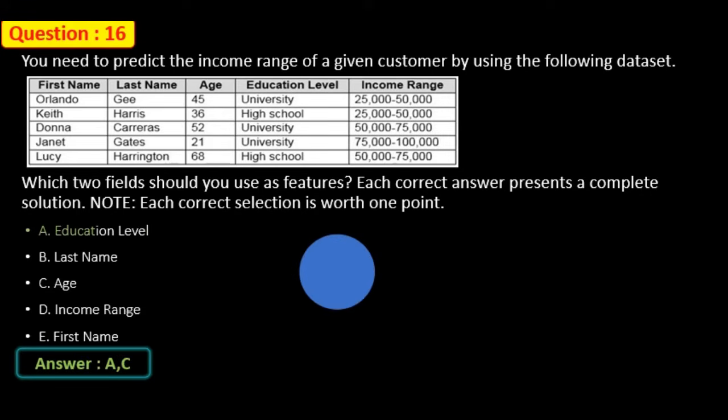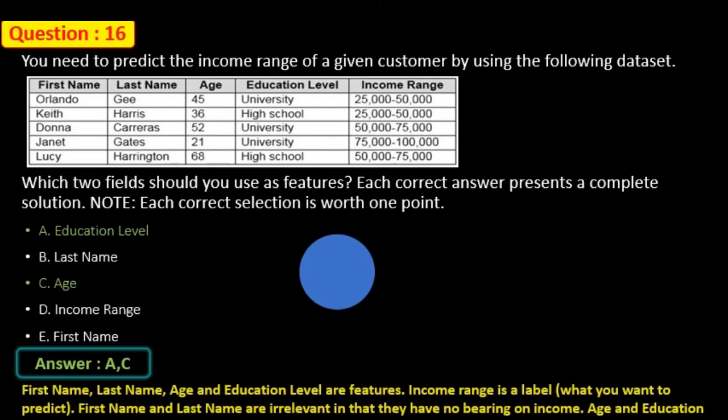The correct options are A and C. Education level and age. Income range is a label, what you want to predict. First name and last name are irrelevant in that they have no bearing on income. Age and education level are the features you should use.